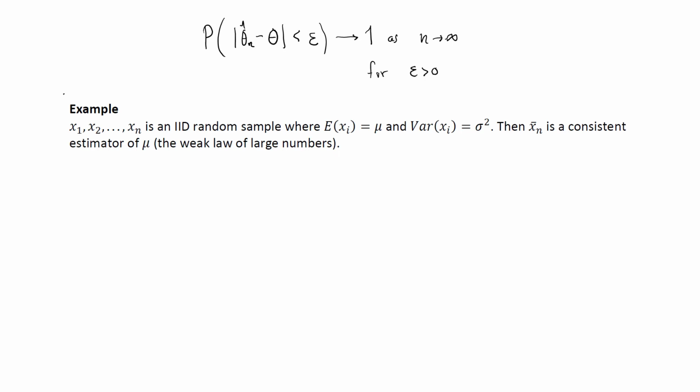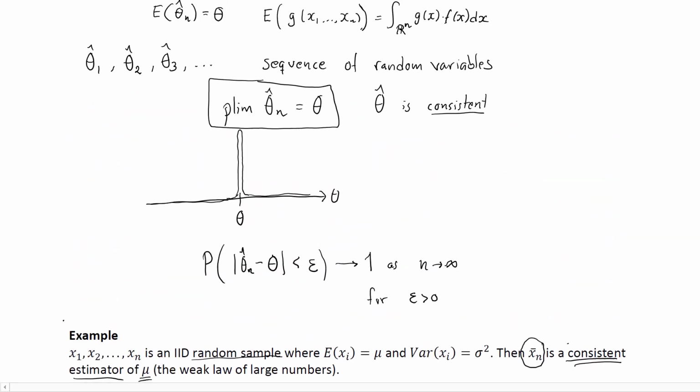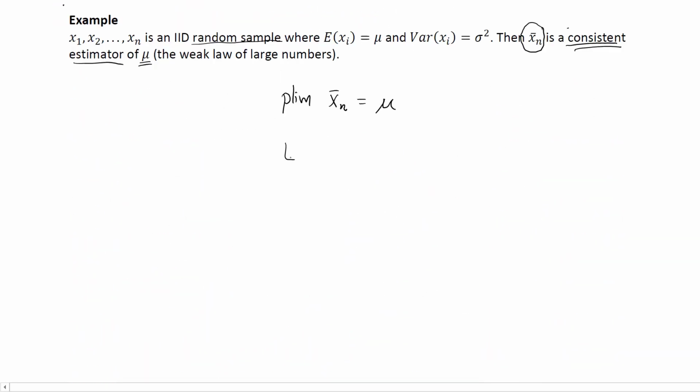Here is the most important example. I have a random sample, then the sample mean x bar will be a consistent estimator of mu. The probability limit of the sample average, just adding an n here because that's the variable that goes to infinity, is equal to mu.